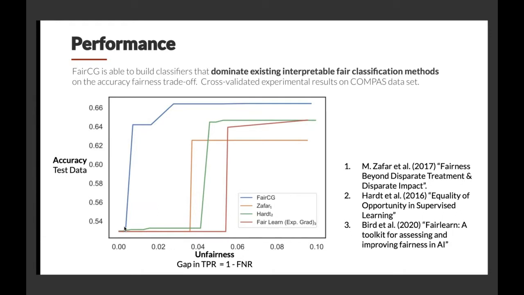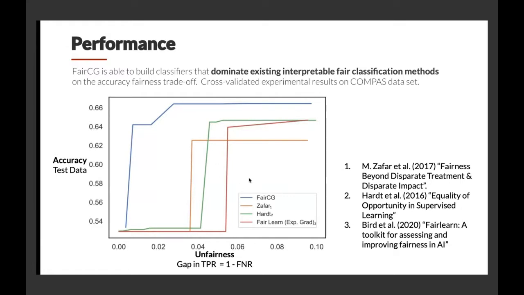And what you can see is that in general, for all of our classifiers, there's this trade-off between fairness and accuracy. The more fair we make the model, the less accurate it becomes. But what we can see is that our algorithm, FairCG, does a really good job of dominating other fair classifiers, and that at pretty much every level of unfairness, we're able to get more accurate rule sets. And I'll mention this is on the COMPAS data set.